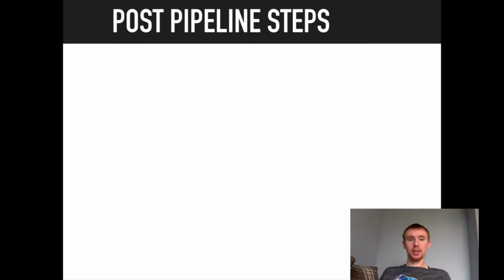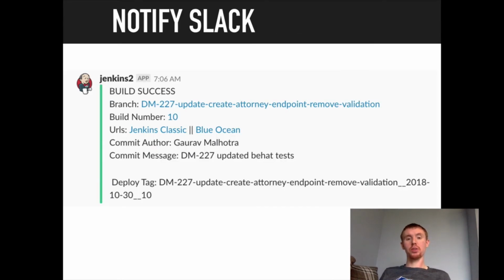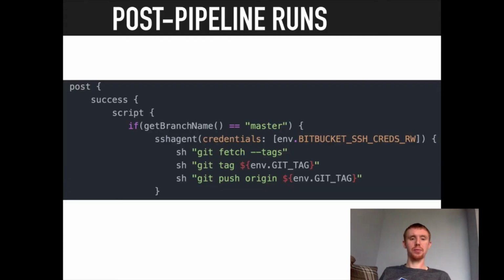At the end of your pipeline, you will want to run some things. For example, you want to notify Slack when you have a successful build or a failed build. This is an example of my Slack message, which I have with links and handy stuff. All the information you probably need to know about a build without actually clicking into Jenkins. You can read it from Slack.